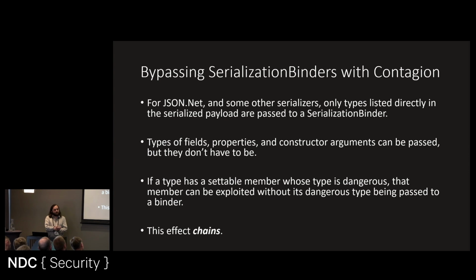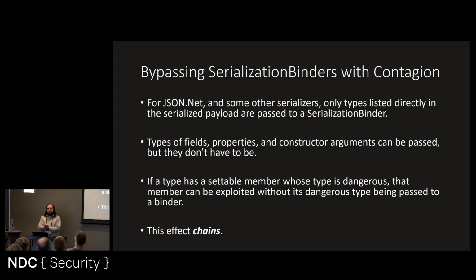Well, JSON.NET and lots of other serializers only care, like I said, about the types mentioned directly in the serialized stream, but all of your types have members. They've got constructor arguments, they've got properties, and all of those things have types too. And you can mention those types, but you don't have to. The serializer can figure them out. So if you can create situations where the serializer can figure out that there's something that should be a type that's dangerous, it won't ask you about it, it'll just go make it.